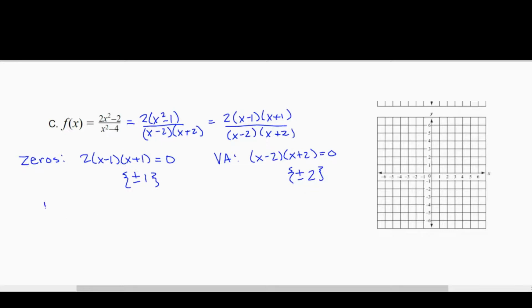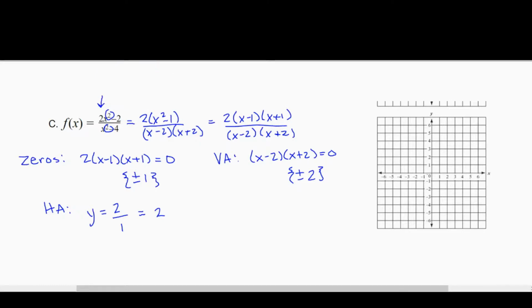And the last thing we need to look for is a horizontal asymptote if it has one. And according to our rules, because our degrees are the same, so these are both second degree, we're going to go with the ratio of the coefficients. And so my numerator coefficient is 2. My denominator coefficient, leading coefficient, is 1. And so my horizontal asymptote is found at y equals 2. All right, let's put this wonderful information on our graph.